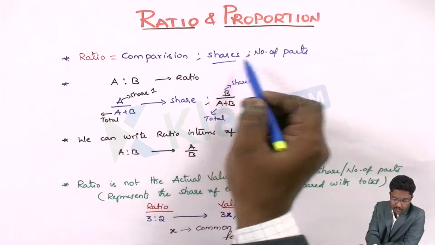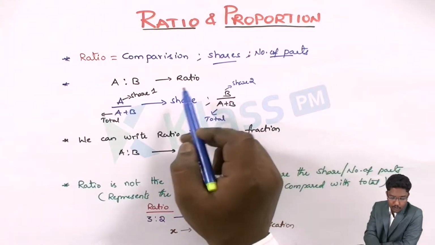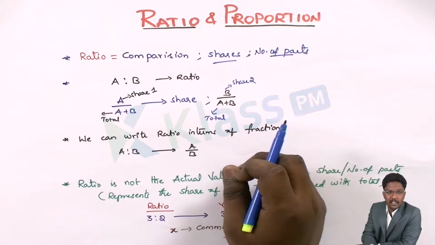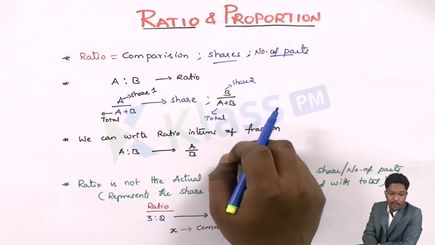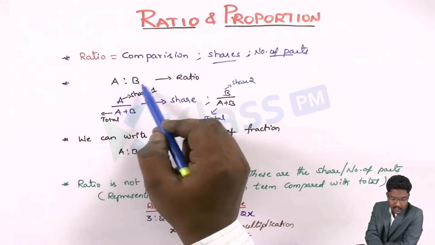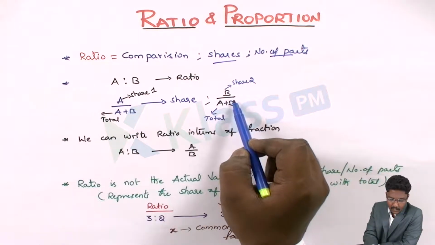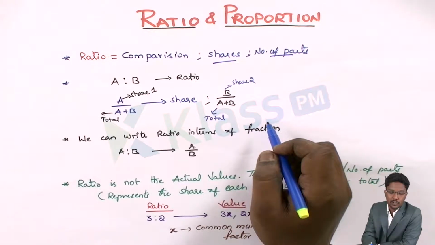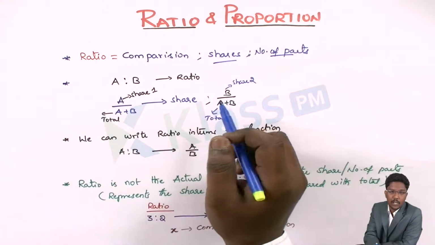How are these shares and number of parts? Let us see. A:B is a ratio. Everyone knows the ratio is represented with the "is to" symbol. When I am writing it as share by total, it is the number of parts: A by A plus B. In the total parts, A plus B is the total. I am getting A parts. In the same way, another person gets B parts out of the total A plus B. It is called share. So A by A plus B is the share format, and A:B is the ratio format.